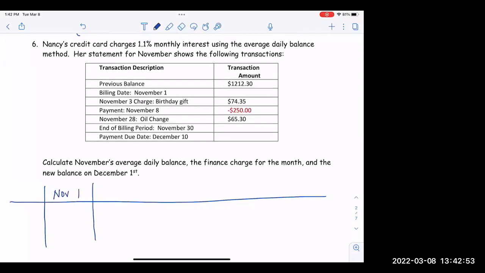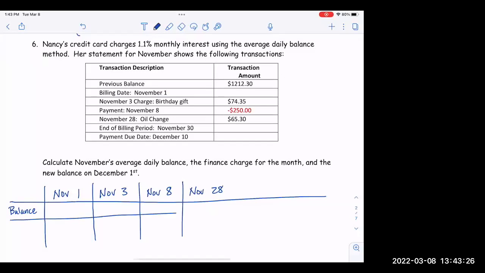And I'm going to put all the transaction dates on here. So I can see November 1st was the beginning of the month. There was a charge made on the 3rd, so I'm going to put that date on here. There was a payment made on the 8th, and then I also used the credit card on the 28th. So those are the dates I'm going to put in. Then I'm going to put in a line for the balance on each of those dates, a line for the number of days it stayed at that balance, and then we're going to multiply those. We're going to find the product.